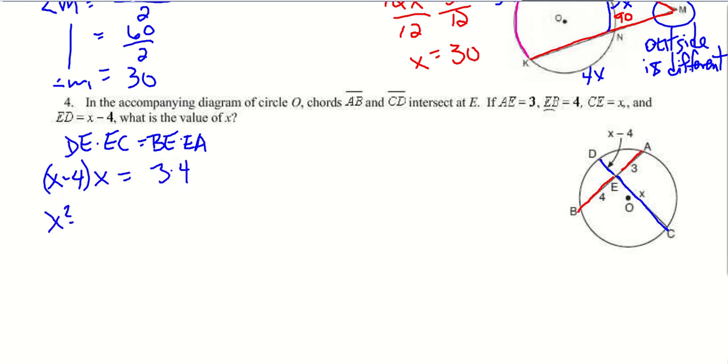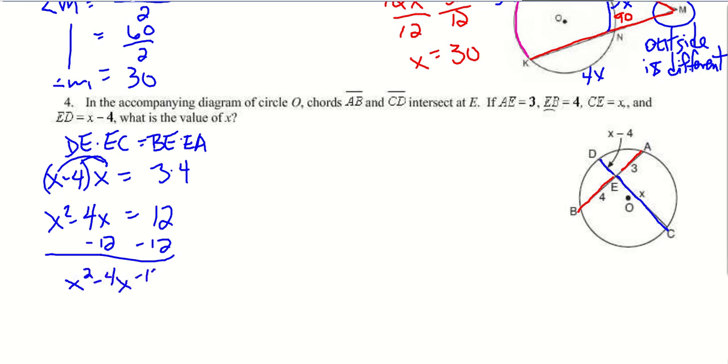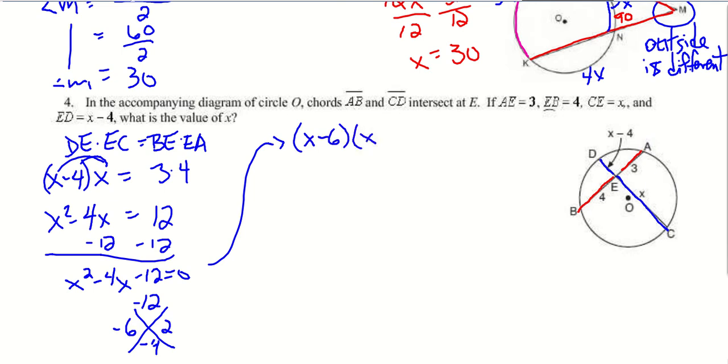We get x squared minus 4x equals 12. And then we're going to move the 12 over and get x squared minus 4x minus 12 is equal to 0. So from here, we're going to factor. So I'm going to bring it up here just so we have some room. Okay, so remember, we're looking for two numbers that multiply to give us negative 12 and add or subtract to give us negative 4. So hopefully we're looking for negative 6 and positive 2 to make that happen. So it's x minus 6 times x plus 2 is equal to 0.